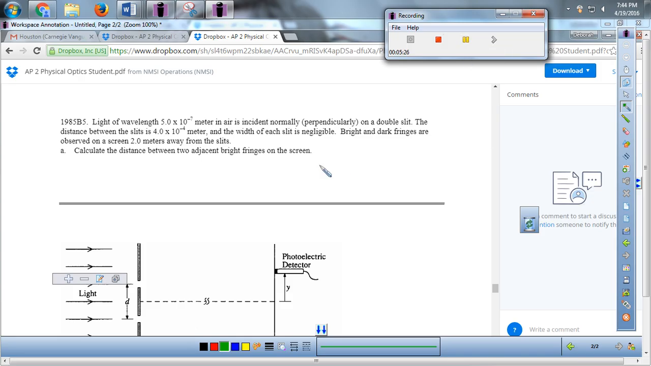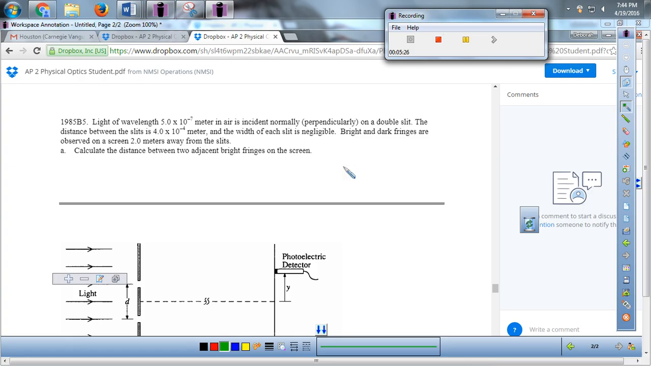Alright, so this one says that we have light of wavelength 5 times 10 to the minus 7th meters in air incident normally on a double slit. The distance between the slits is 4 times 10 to the minus 4th meters, and the width of each slit is negligible. Bright and dark fringes are observed on a screen 2 meters away from the slits. Calculate the distance between 2 adjacent bright fringes on the screen.